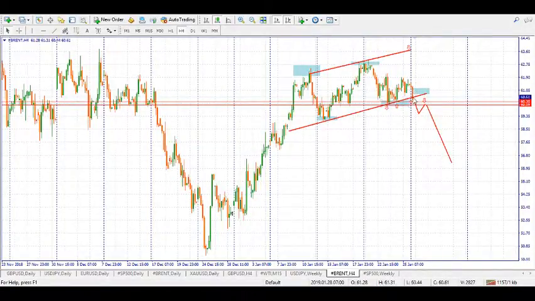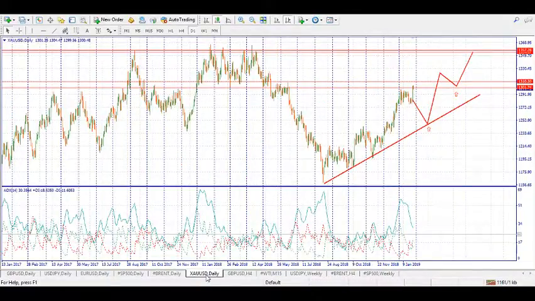So a move down, a break even lower, a retracement, so that you sell it even further to the other side. So we want to move to the last one, which is gold here.